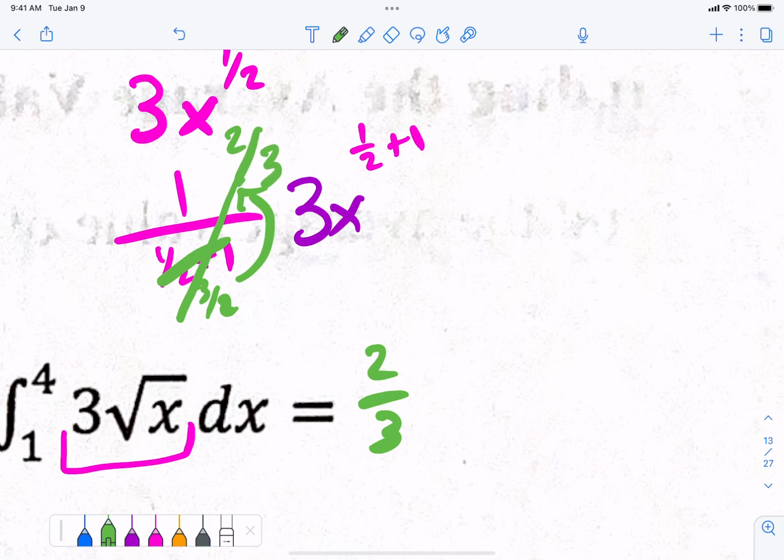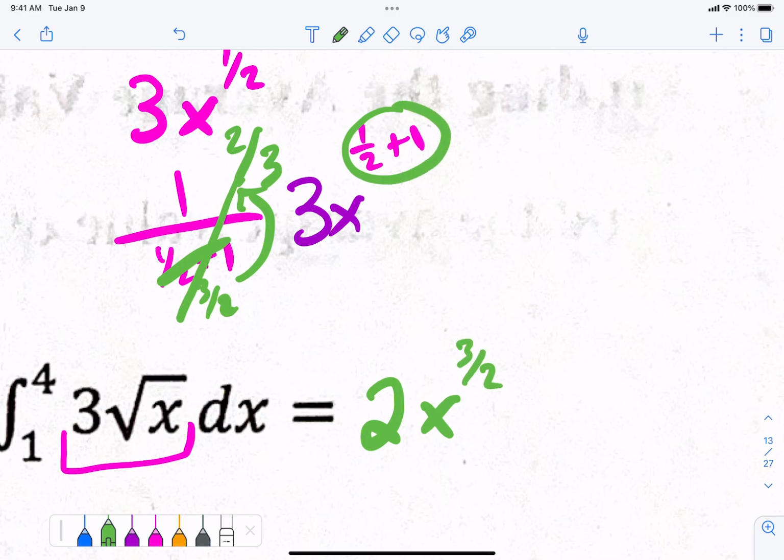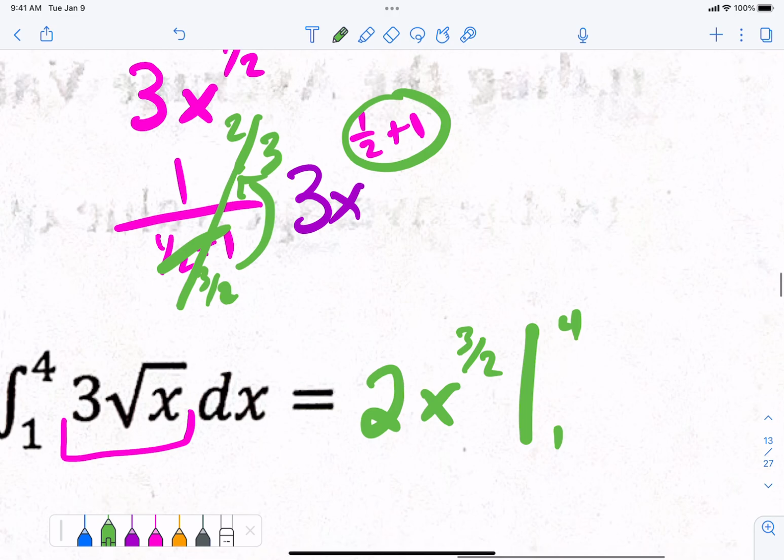So 2/3 times 3, what's 2/3 of 3? 2, right? This would be 2x to the 3 over 2 power. Got it? 2x to the 3 over 2 power. That is my antiderivative. I'm going to plug in 1 and I'm going to plug in 4.